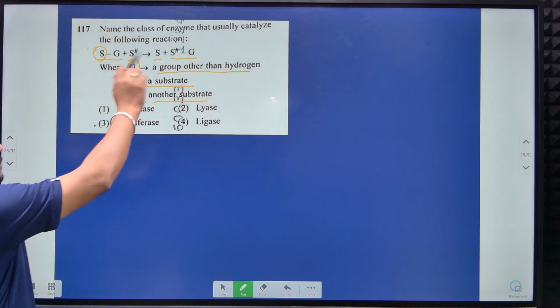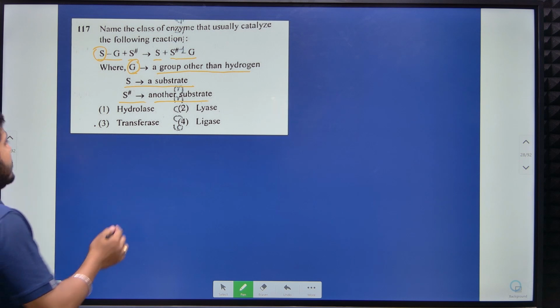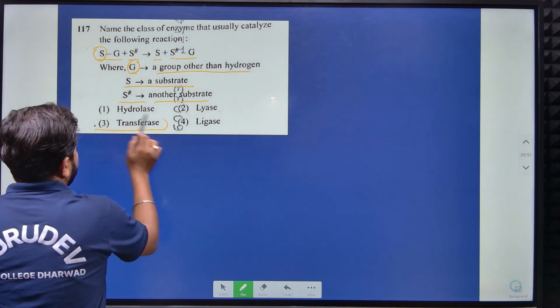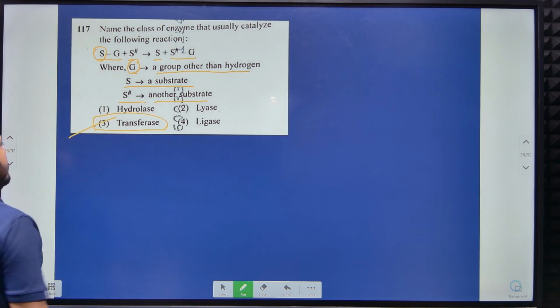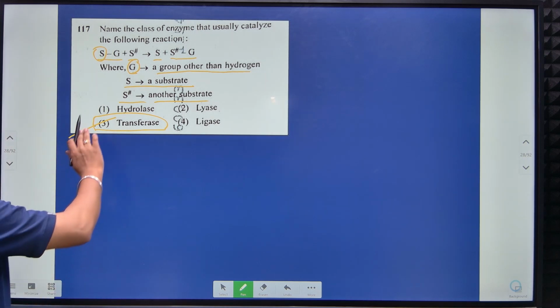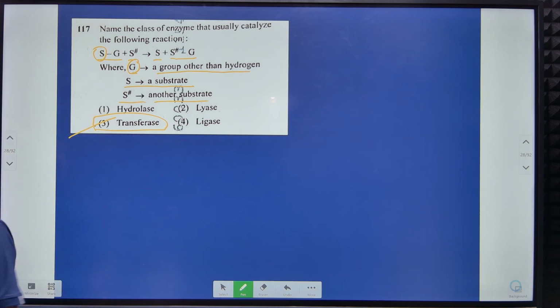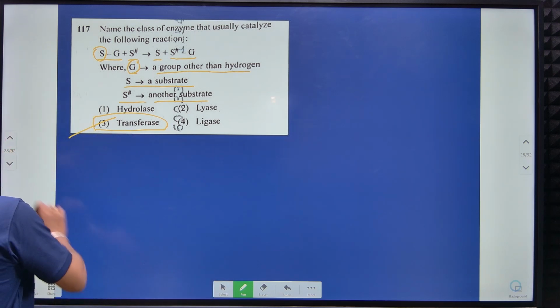G is a group other than hydrogen. So other than hydrogen means we are going to call it a transferase. So here option 3 is correct, right? It transfers a group to the next substrate, and that can be carried out by an enzyme called transferase here.